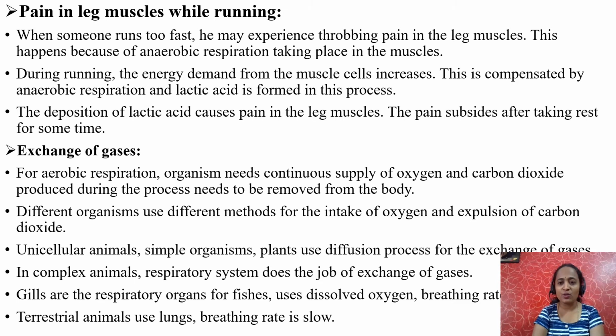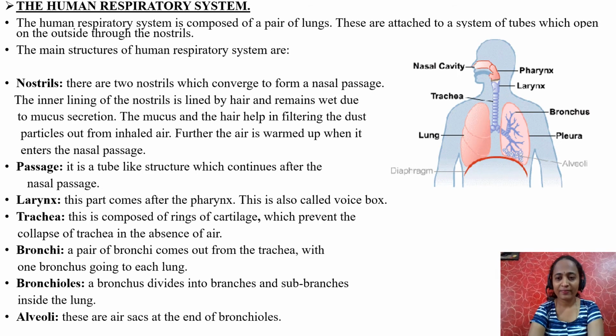Terrestrial animals use lungs for breathing and the breathing rate is slow. Why do we breathe slow? Enough oxygen is there in the environment, so the breathing rate is slow.